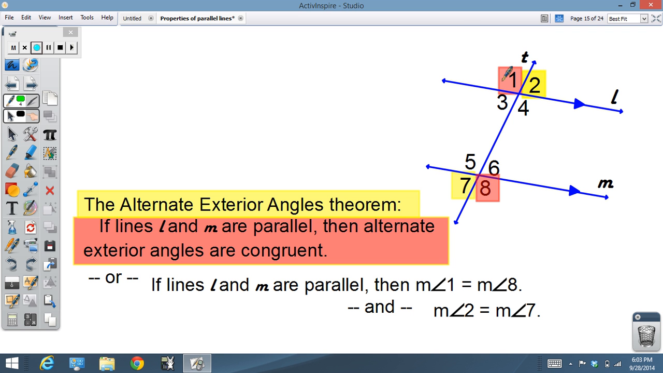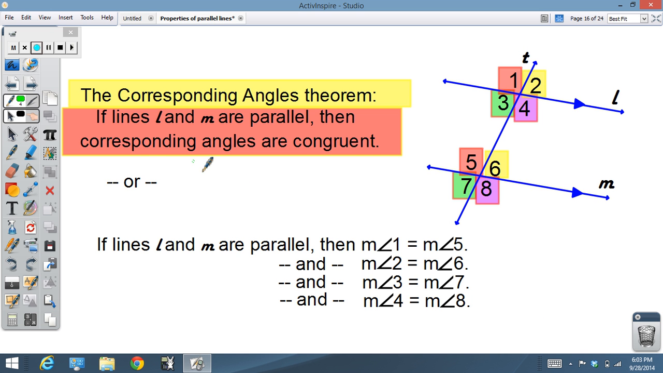Next, alternate exterior angles have to be congruent. 1 and 8, and 2 and 7 each form a pair of congruent alternate exterior angles. And finally, corresponding angles, as we illustrated before, have to be congruent. 1 and 5, 3 and 7, 2 and 6, and 4 and 8. If they're in the same position on the cross, they must be congruent. Okay.